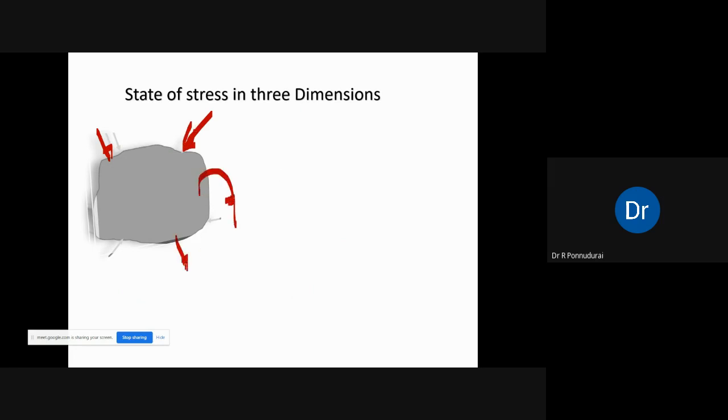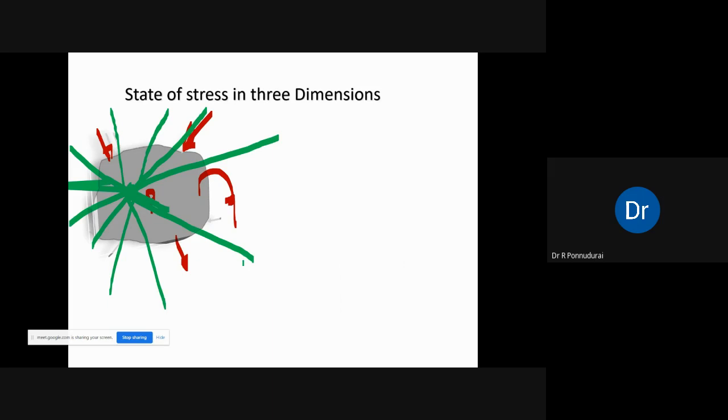In case of uniaxial loading, we can say stress is load by area. In case of bending, it is M by Z. But in this case, at any given point, if you are asking what is the stress at this given point, how will you define this? How to find the stress? For the given loading, let us assume that this is a point here. I can draw a number of planes passing through the particular point.